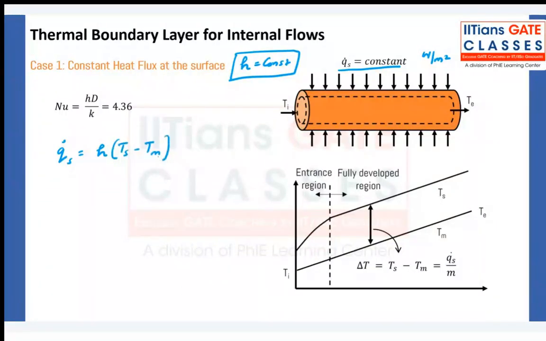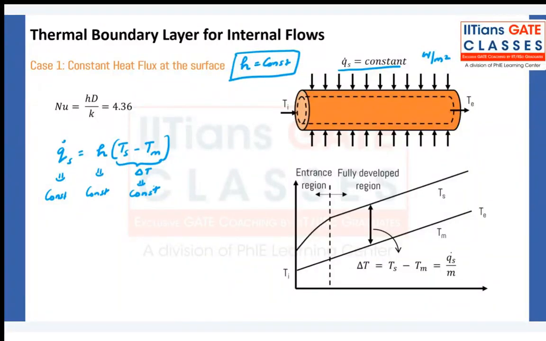Now look, I am saying this is constant, and H always remains constant. So in order to satisfy this condition, my delta T, which is TS minus TM, should also remain constant. So the temperature difference between surface and mean temperature will also remain constant. I am not saying that mean temperature will remain constant or surface temperature will remain constant. I am saying the temperature difference must remain constant.